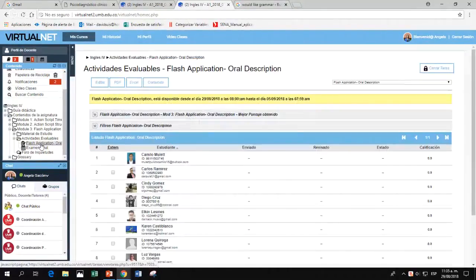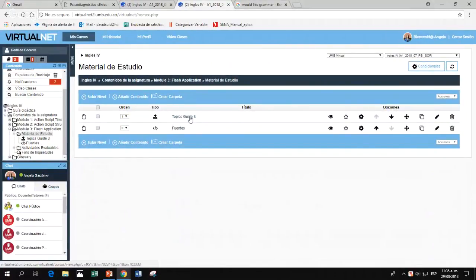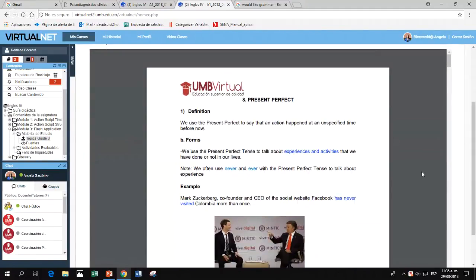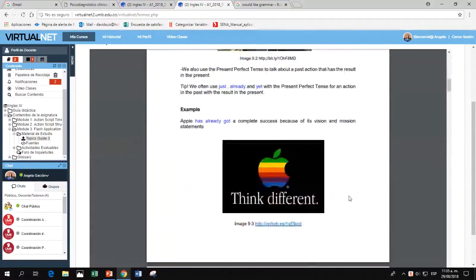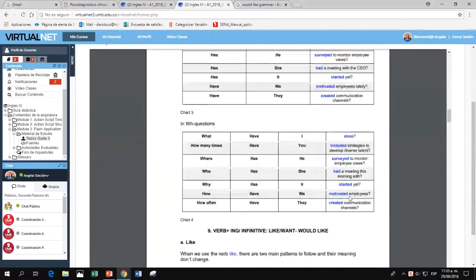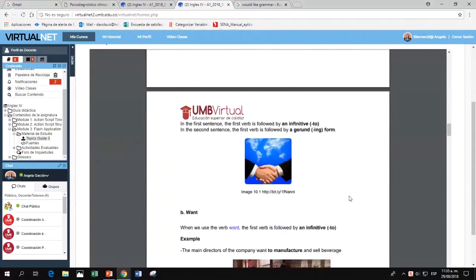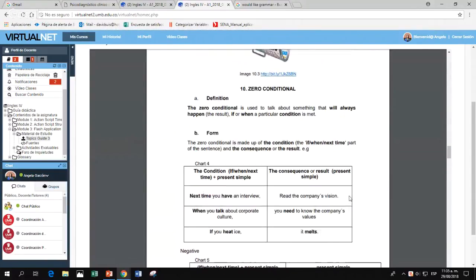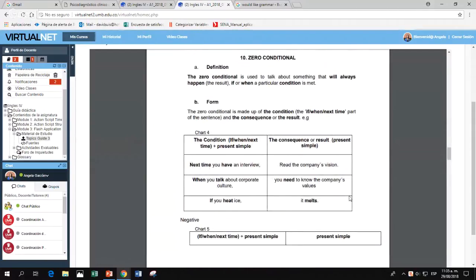And the final test. Okay. I really want to show you that right here in this material de estudio you are going to find different explanations according to the tasks, right? Present perfect, as we were talking about before, you already knew how to use. Right here is the definition, a little explanation. But I really want to focus on the use of third conditional and first conditional, okay?